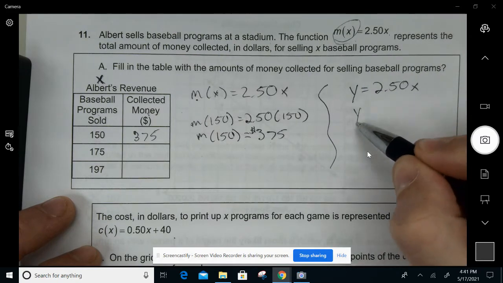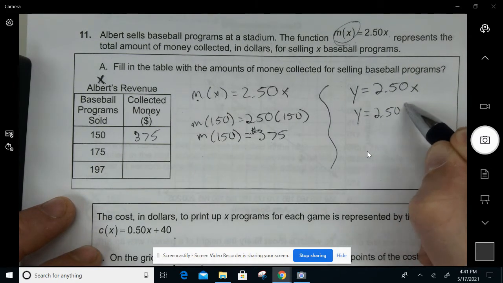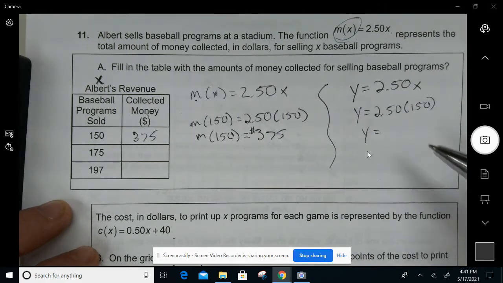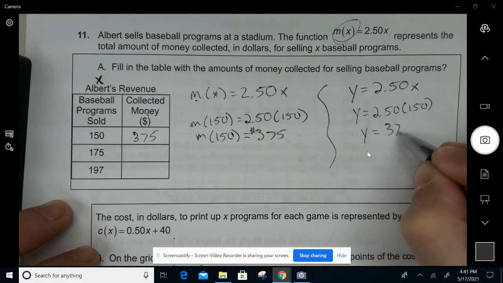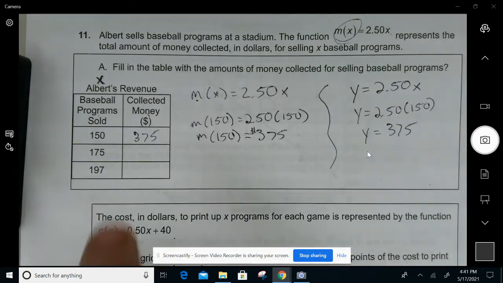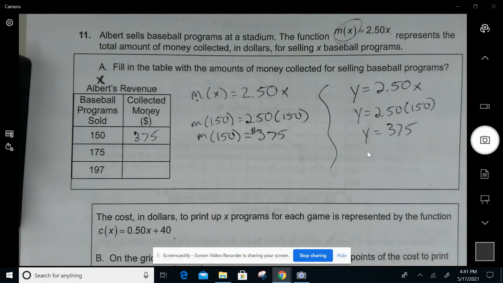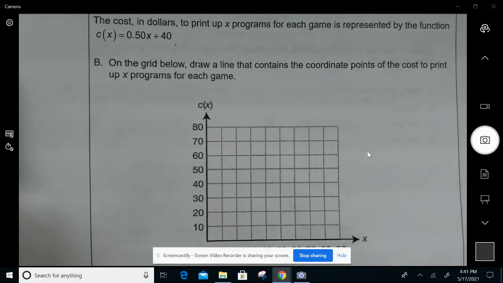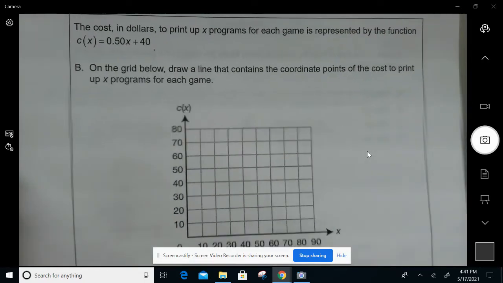Here, you have to remember that I'm plugging in 150, but I guess it's not terribly hard. So just make sure you do that. You get 375 and you put it in your table. So definitely change it to y if you need to. All right. So don't let the word function or even the look of a function really rattle you.